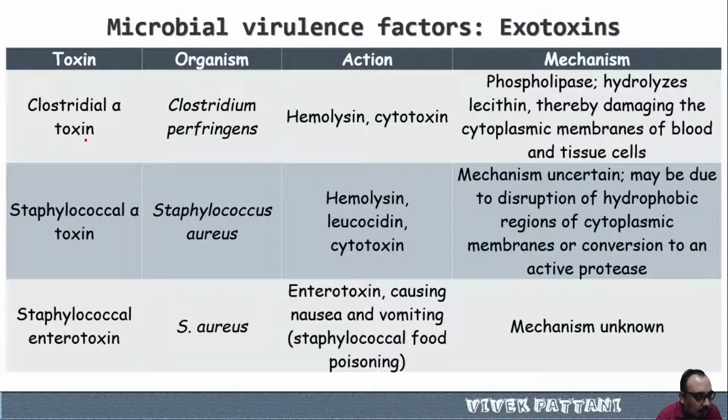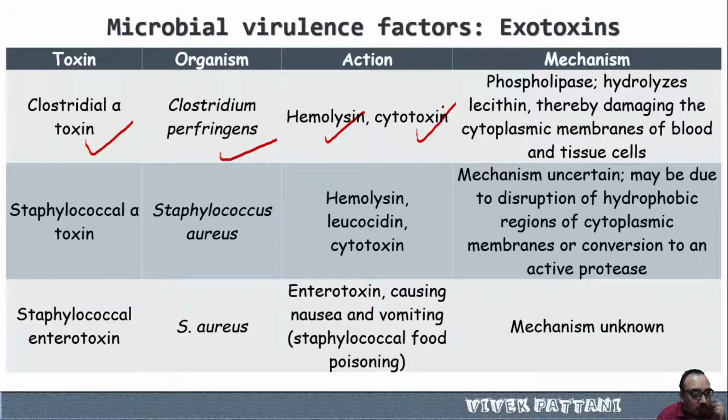Now let me discuss the mechanisms of some of the exotoxins. Starting with the clostridial alpha toxin, which is produced by the organism Clostridium perfringens. What is its mode of action, or which type of toxin is it? It may be a hemolysin as well as a cytotoxin.